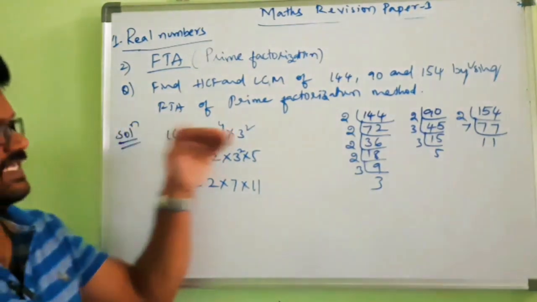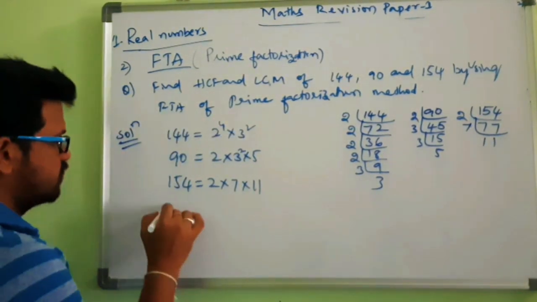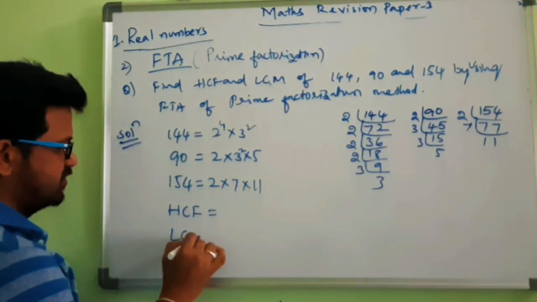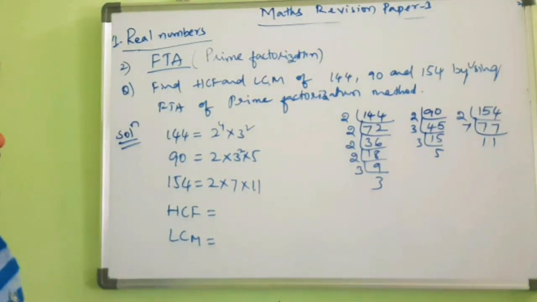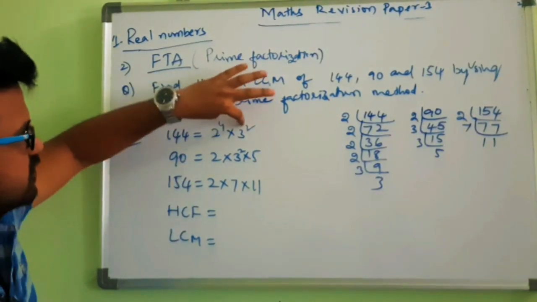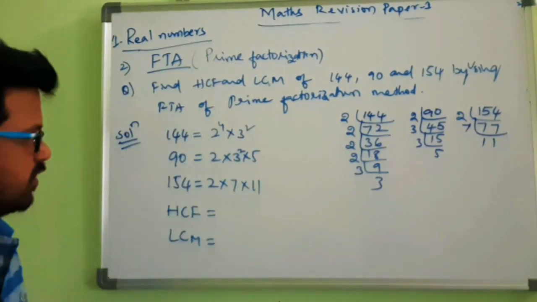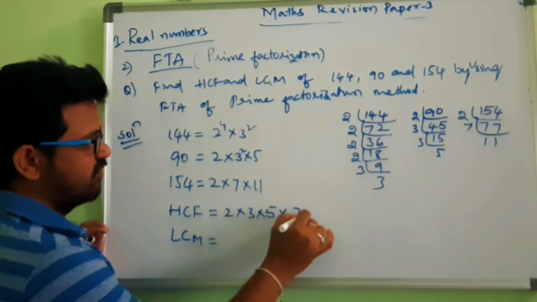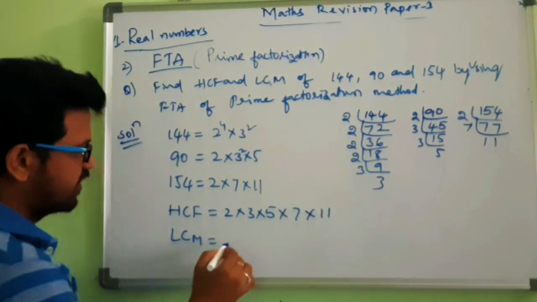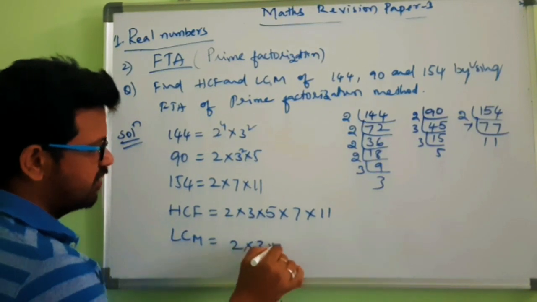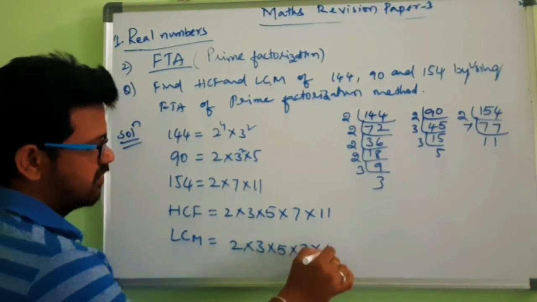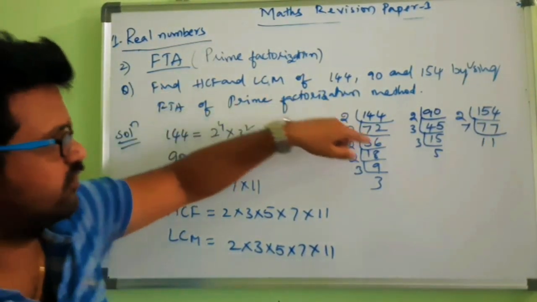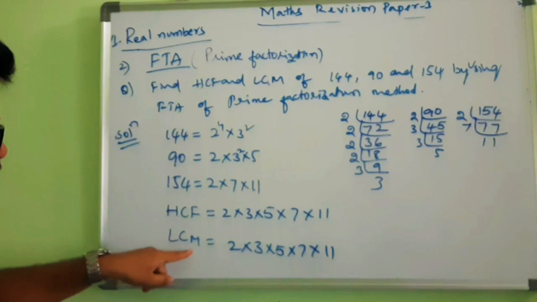Now we have to find HCF and LCM. So write HCF is equal to, and LCM is equal to. Listen carefully here. What are the factors? You write all the factors here. So what factors are there? 2 is there, 3, 5, 7 and 11. Same here also: 2, 3, 5, 7, 11. First you prime factorize it. After factorization you write HCF and LCM.